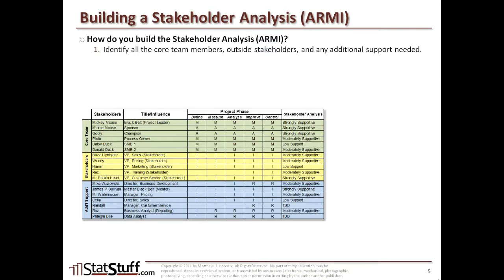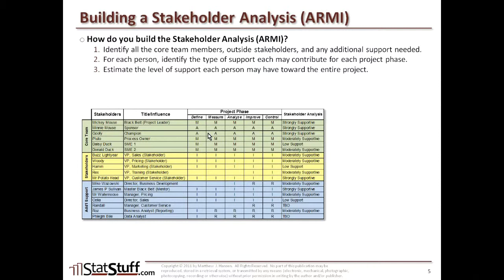Again, break those folks out between the 3 different groups that are identified here within the actual ARMI tool itself. Next, for each of those people, we'll identify the type of support that we think they might contribute to each of the project phases. Again, as I showed, we break it down by each of the phases within the DMAIC methodology and figure out what role each person is going to play within each one of those phases.